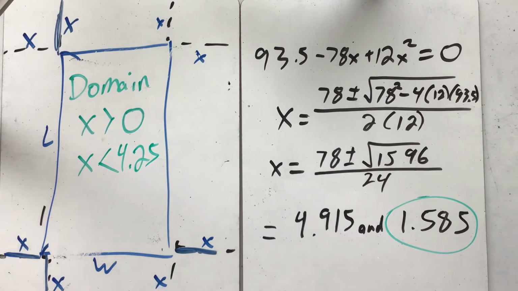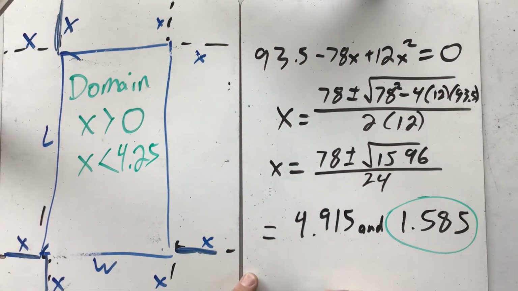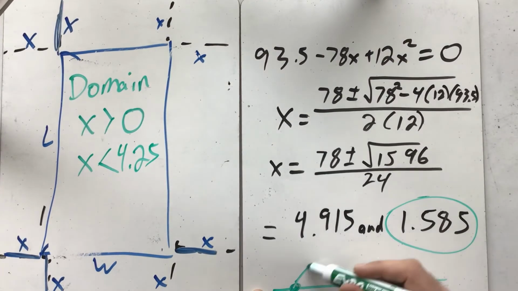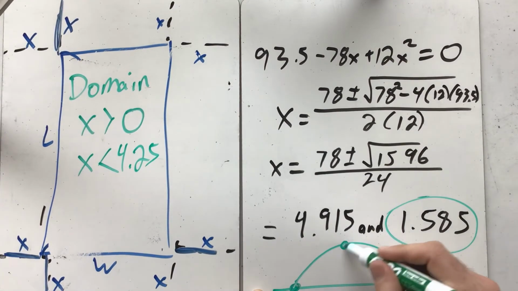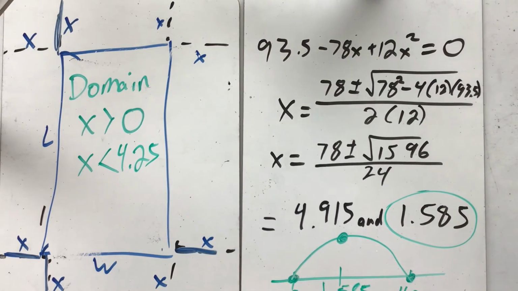So just thinking about our domain, if I think about this as a graph, at 0 I'm going to have 0 for a value, and at 4.25 I'm going to have 0 for a value. And what does my graph need to look like? It needs to come up and go down. And so that maximum is the 1.585 value. So that's the maximum that we get when we do this problem.